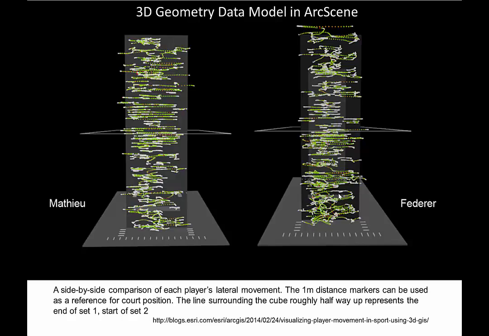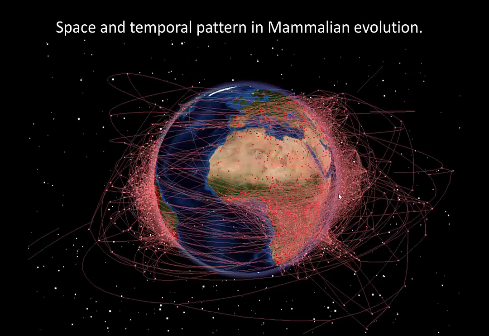Then in ArcScene, you can do visualizations like this. So this is tennis players, Federer, Murray, I don't know, it's people banging balls about on courts. In this case, they've got their position on the court through the game, and this is how they move across the court in space-time. So these lines are these three-dimensional space-time lines.